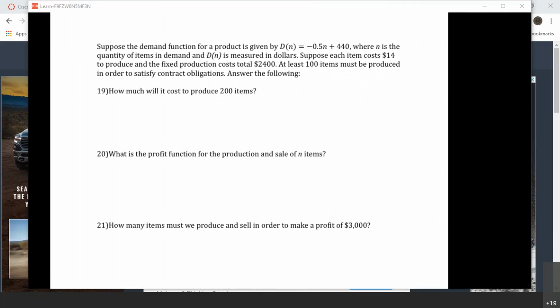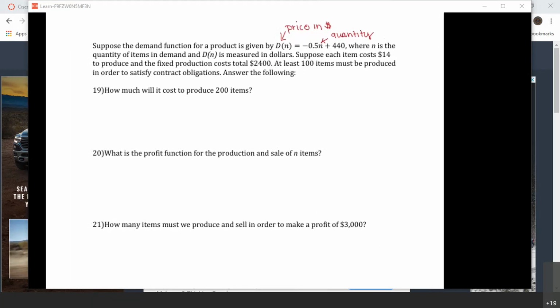Suppose the demand function for a product is given by d of n equals negative 0.5 n plus 440, where n is the quantity of items in demand. Okay, and d of n is measured in dollars. So that means d of n is a price. Okay, and then this is a quantity. Okay, everybody good with that so far?